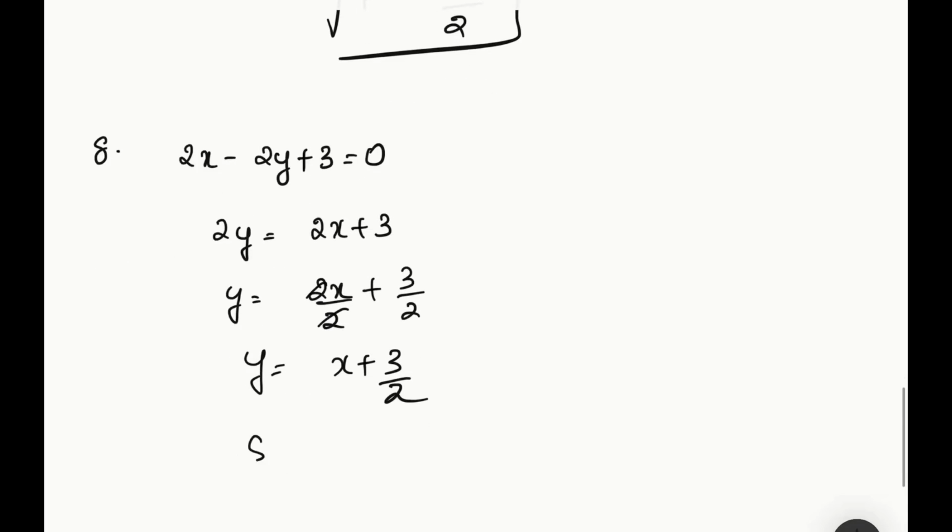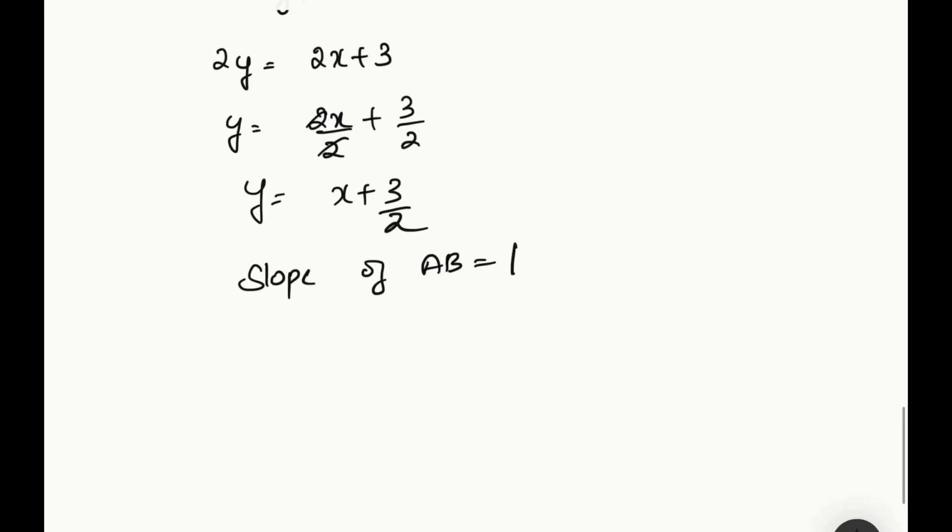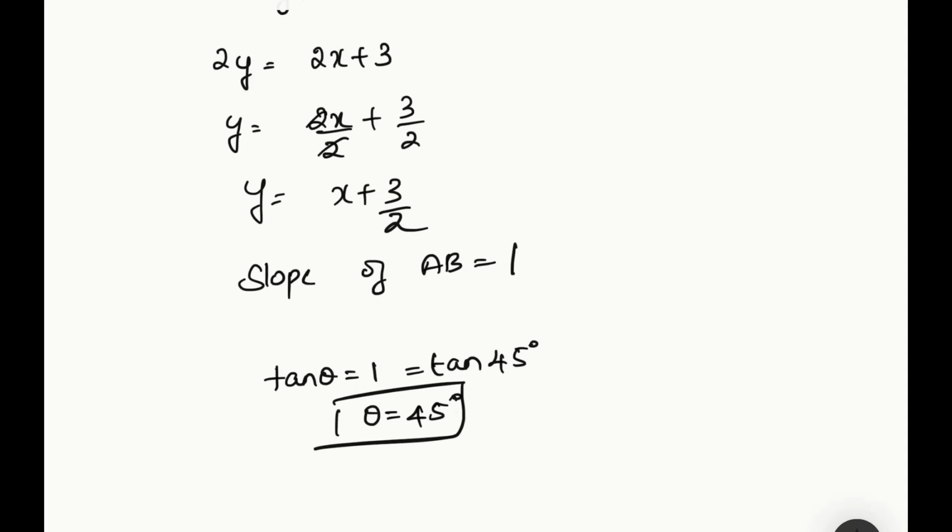So slope of AB will be equal to what? Slope of AB equal to 1, right? Second condition, calculate the angle that the line AB makes with the positive direction. So slope is equal to 1. So you get tan theta is equal to 1. Tan of what is equal to 1? Tan theta is equal to 1, that is equal to tan 45. So you get the angle theta is equal to 45 degrees.